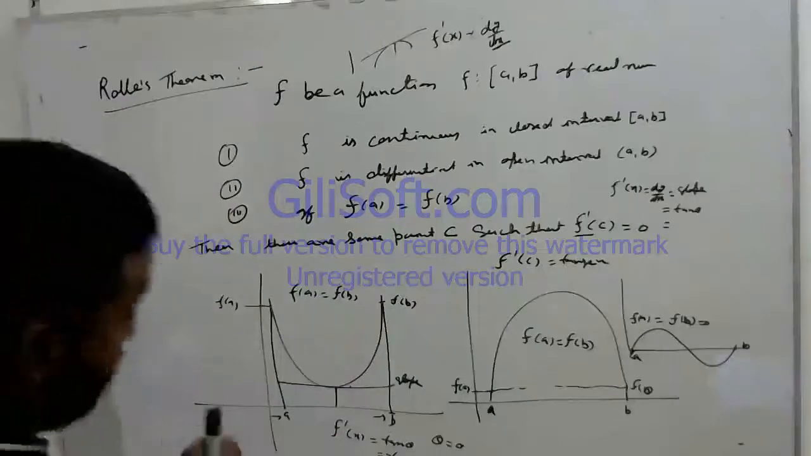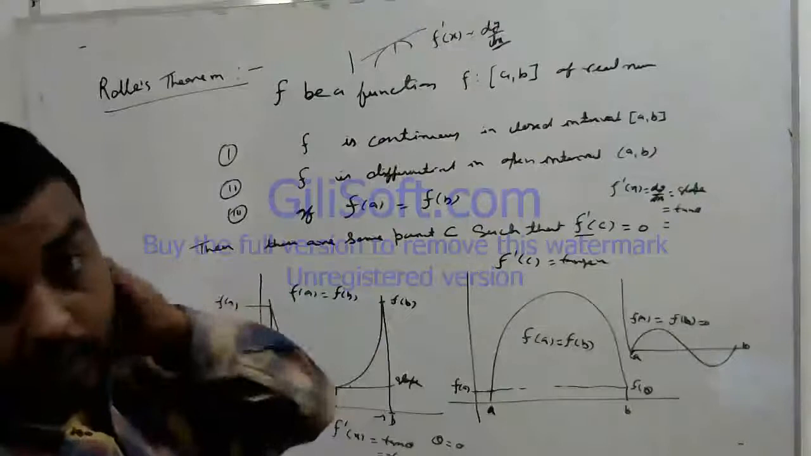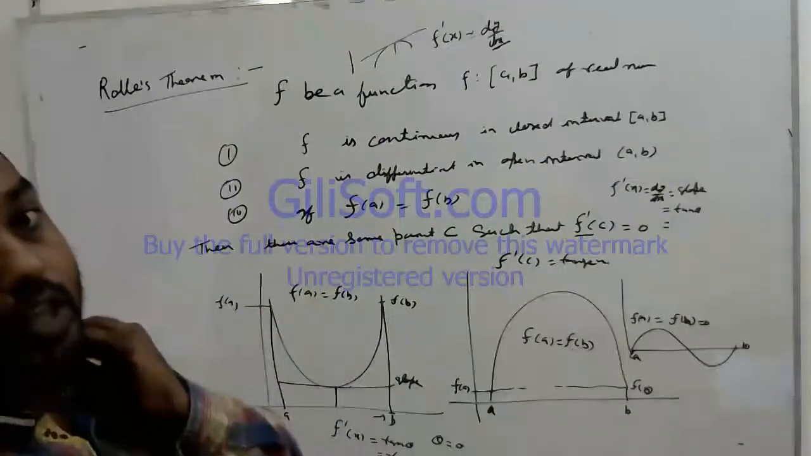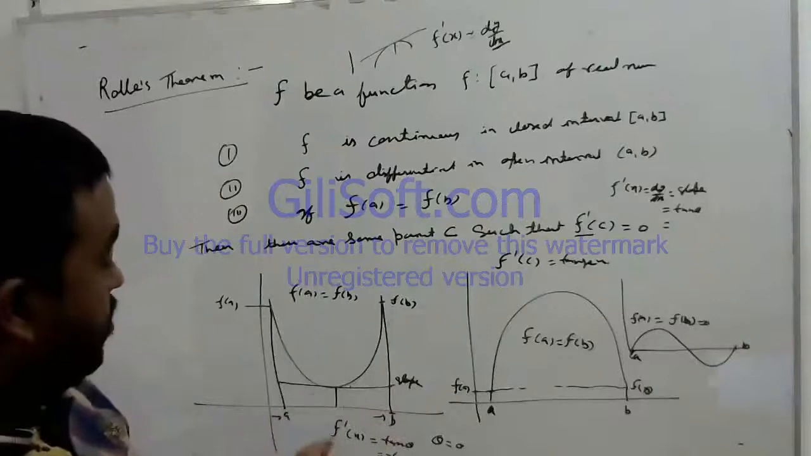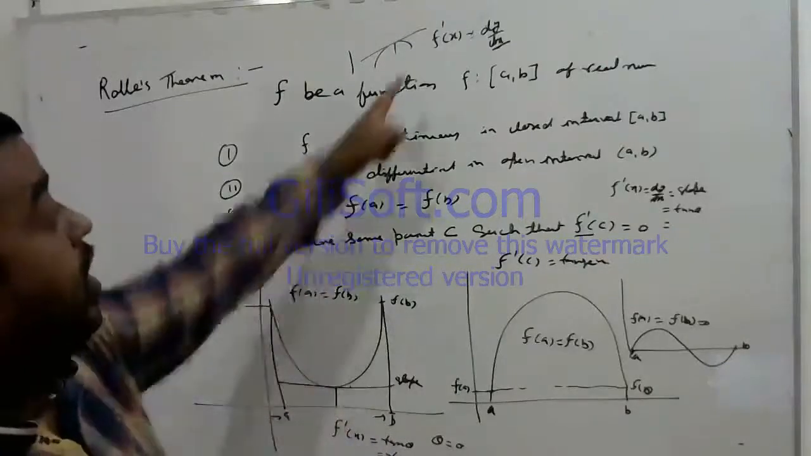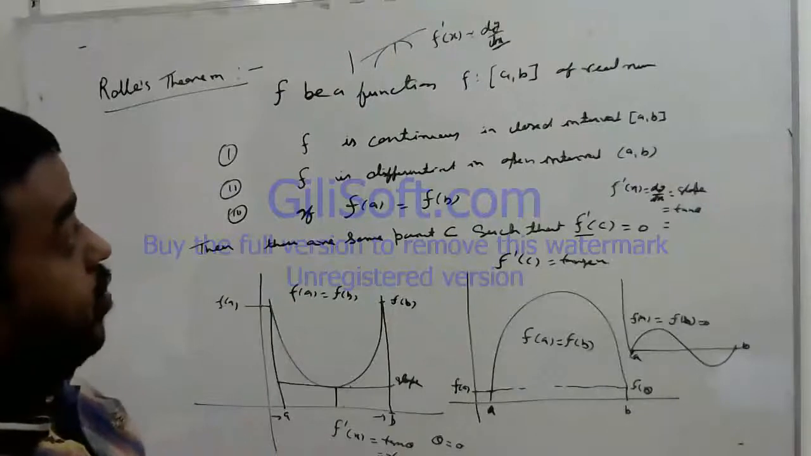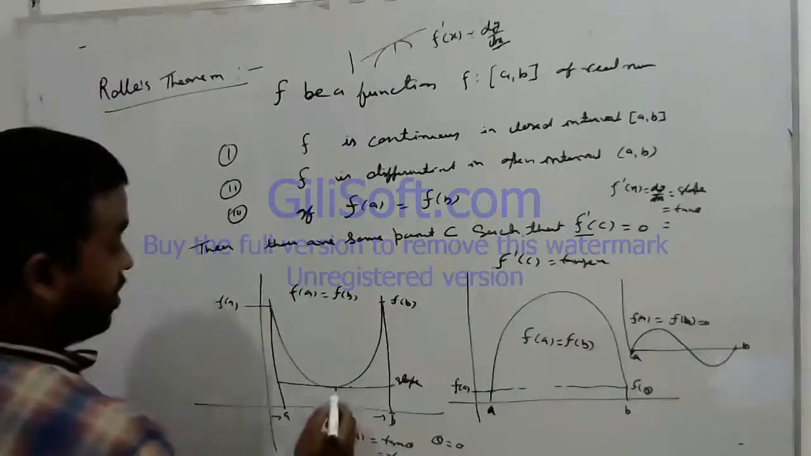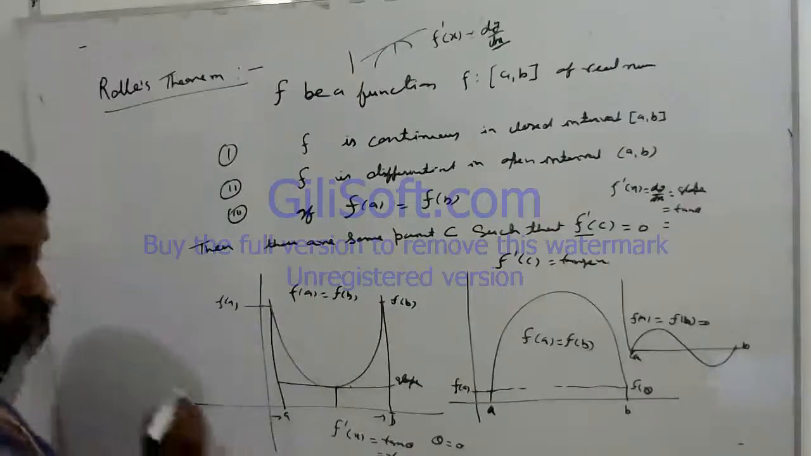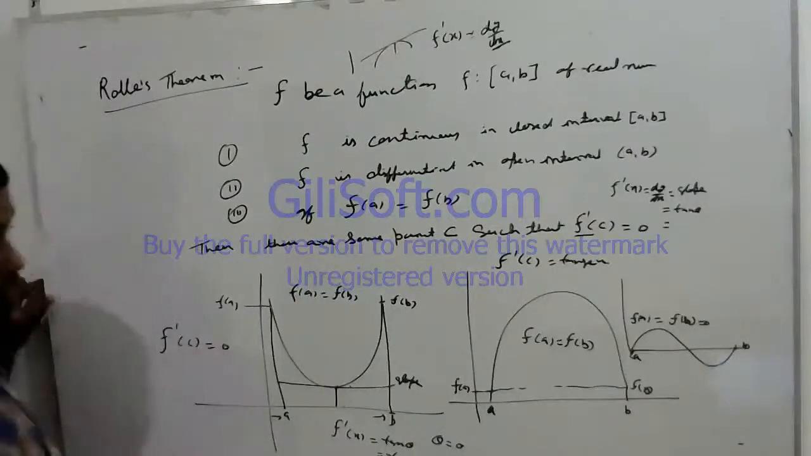And if it must be parallel to the x-axis, then dy by dx, which means slope or tan theta, anything you say, they all give us 0. Why will it give us 0? Then f dash x is equal to dy by dx, and that is equal to 0. So this point is considered as c. So you can write f dash c is equal to 0.